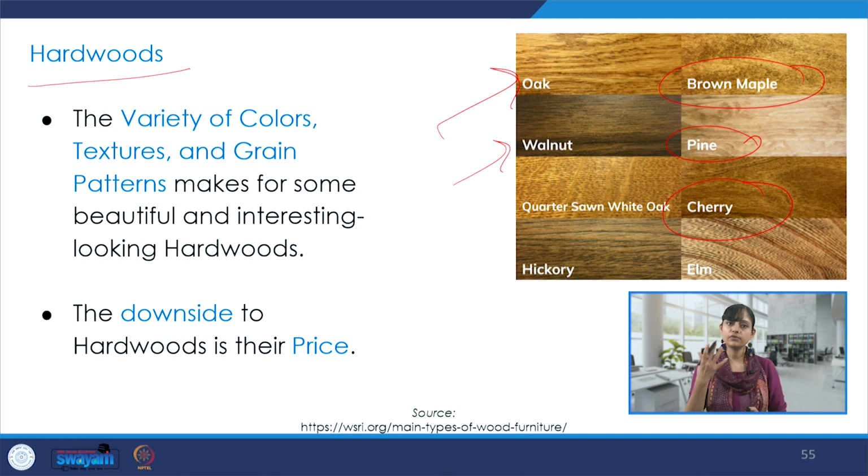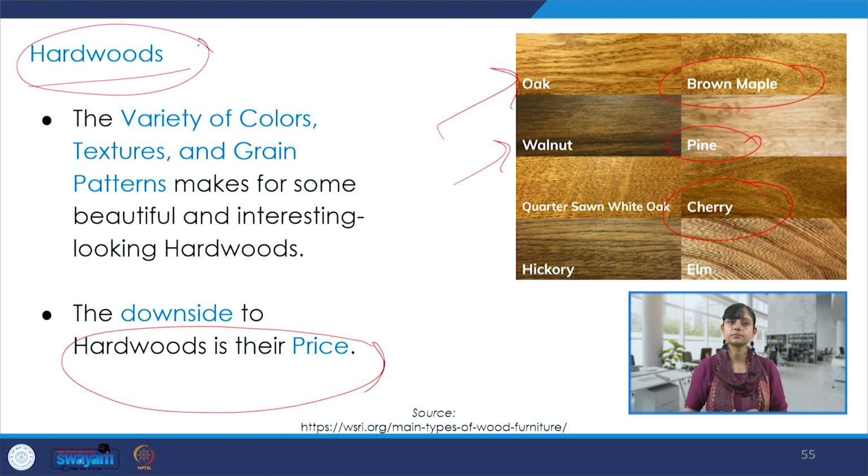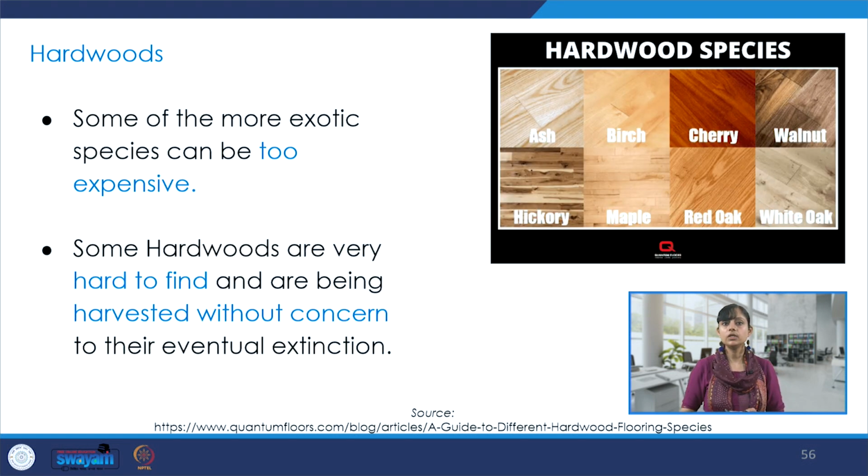So we see a lot of variety of colors, textures, grain patterns, and there is a plethora from which we can pick and choose. So there is a lot of diversity for us to look at and then do the selection for our projects. And the issue is that they are very expensive, and if for our clientele the budget is not a problem, then of course we can go selecting the hardwoods. Some of the more exotic species can be very, very expensive even among the hardwoods. So that totally depends on the pricing and the budget and the clientele.